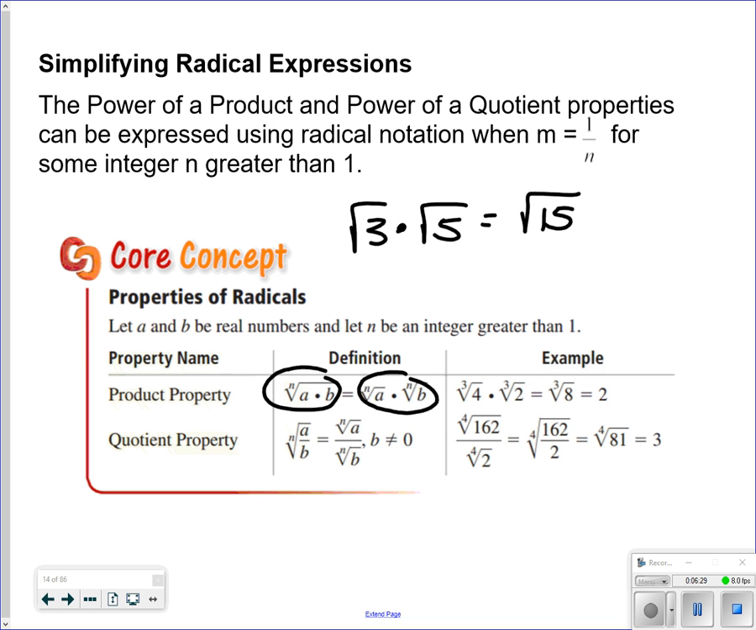Now, same with this one. If I'm dividing, I technically can divide it into the radical of the top and the radical of the bottom, and this can go either direction. So if I have the same radical on top and bottom, I actually can combine them into one radical if I wanted to.